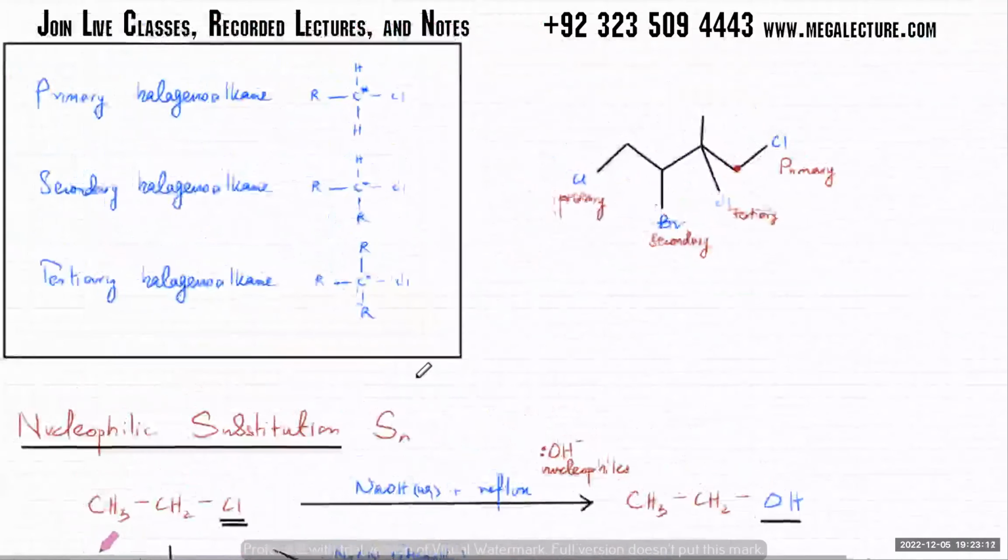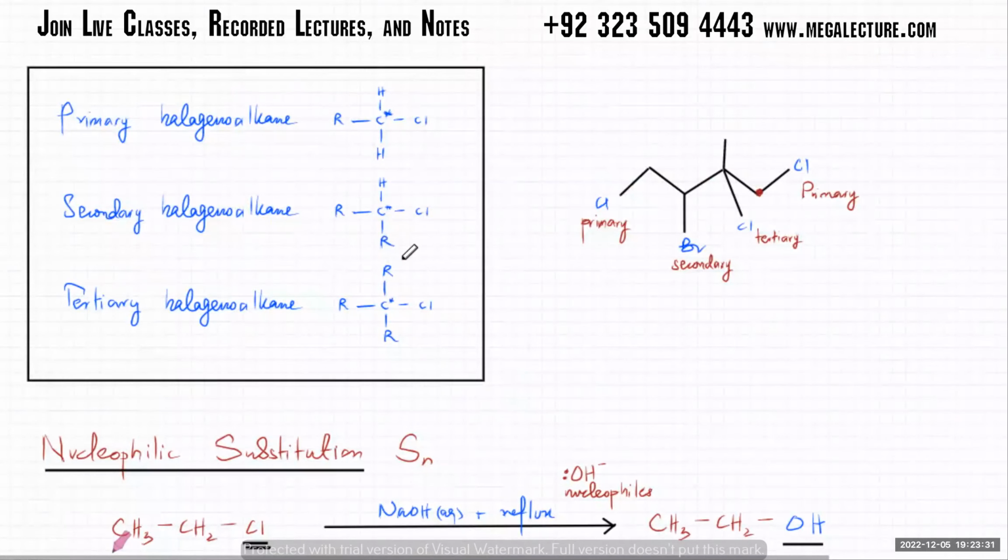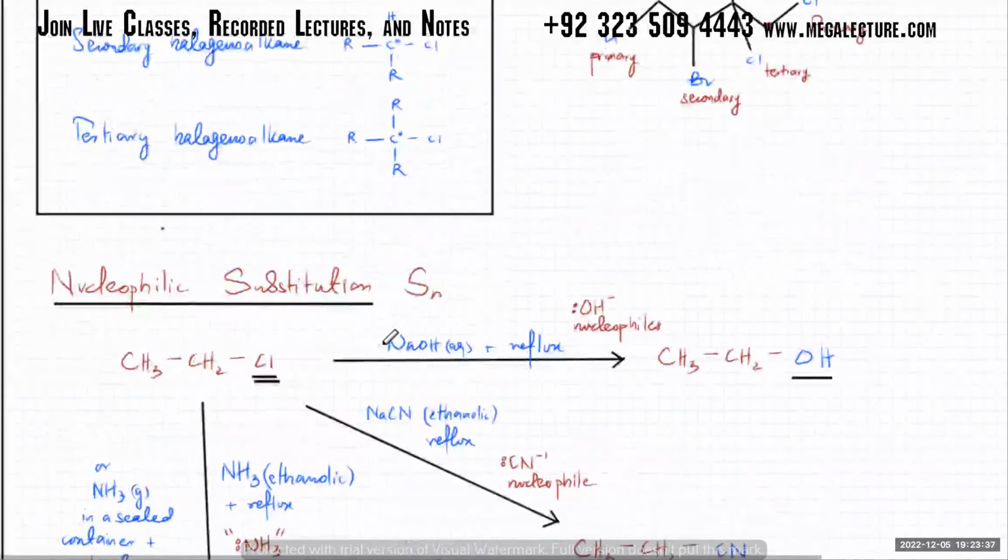I told you about primary, secondary, and tertiary halogenoalkanes. We did an example. A primary halogenoalkane is where you have a Cl that is bonded to just one carbon chain. Similarly, you have a secondary halogenoalkane, where the carbon is bonded to 2 carbon chains, and a tertiary halogenoalkane, where the carbon is bonded to 3 carbon chains.